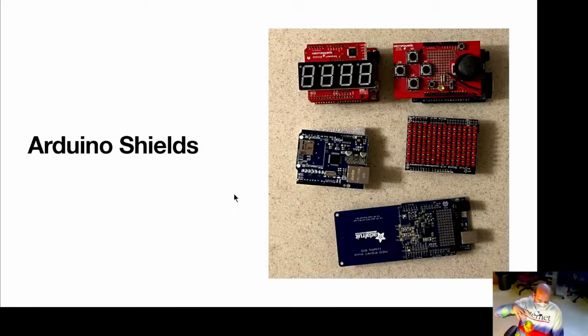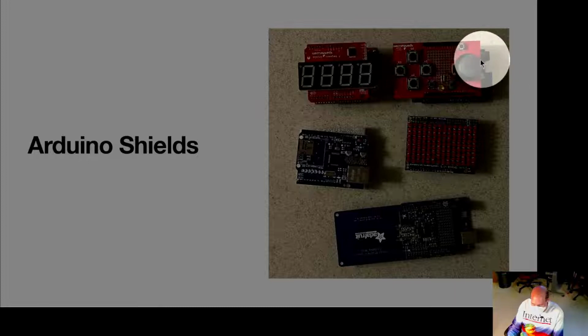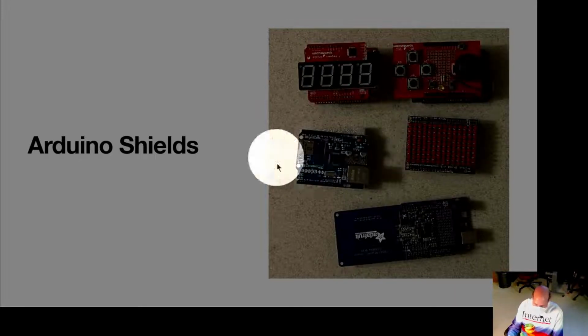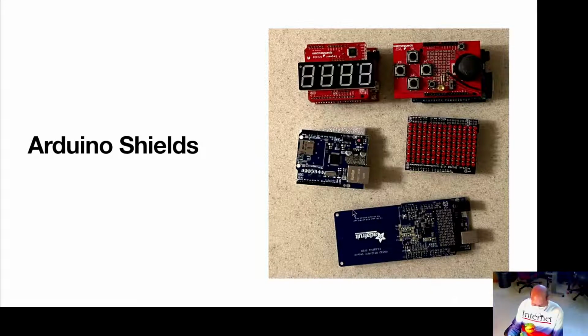The expansion headers, you plug boards in, they're called Arduino shields, and then for other dev boards they're called different things. I have a handful of examples here. At the top, we have a 7-segment display. We've got a joystick. We've got an array of lights. We've got Ethernet. We've got NFC card reading or writing. So I'm actually going to start off with some simple Arduino demos.